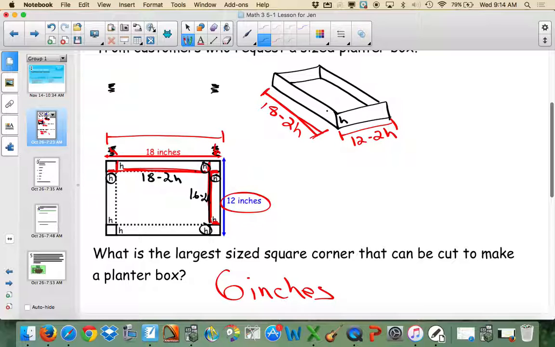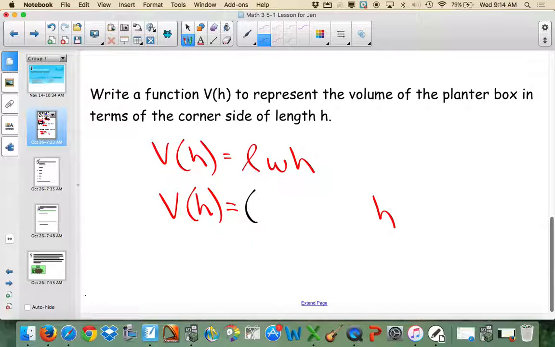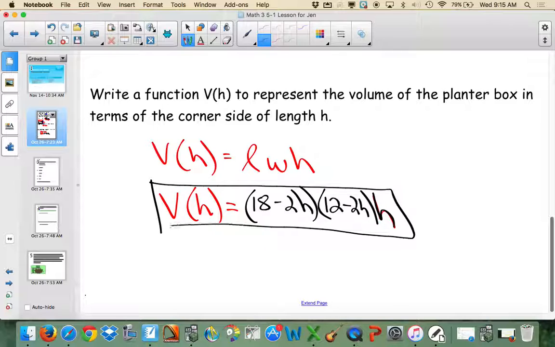All right, so that's going to be my volume. So I come back down here and fill this in. My length is going to be 18 minus 2h, and my width is going to be, what was that, 12 minus 2h. And then times my height of h. And this is going to be my volume formula for that particular planter box.